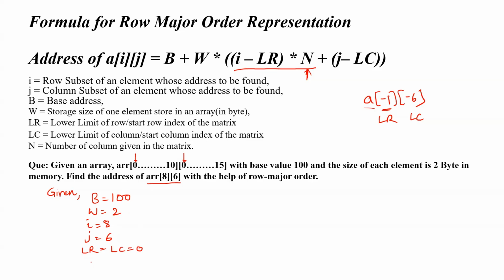Next I will require the value of N. N is the number of columns. So in this case, the number of columns we have is 0 to 15, which means there are a total of 16 columns. Now we will substitute the values in the formula and we will get the answer.